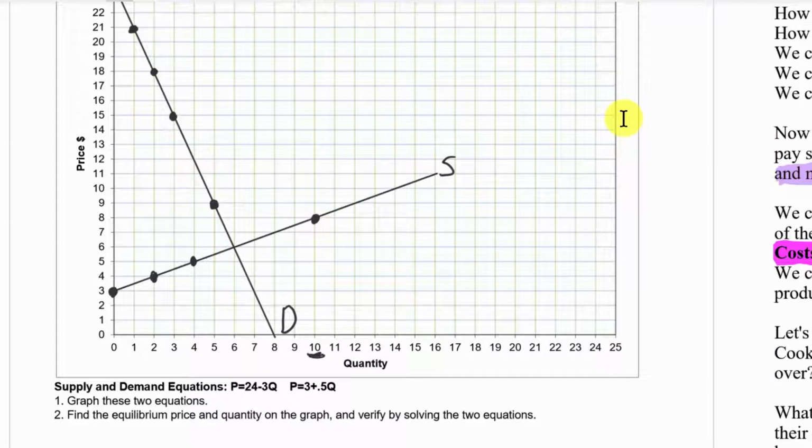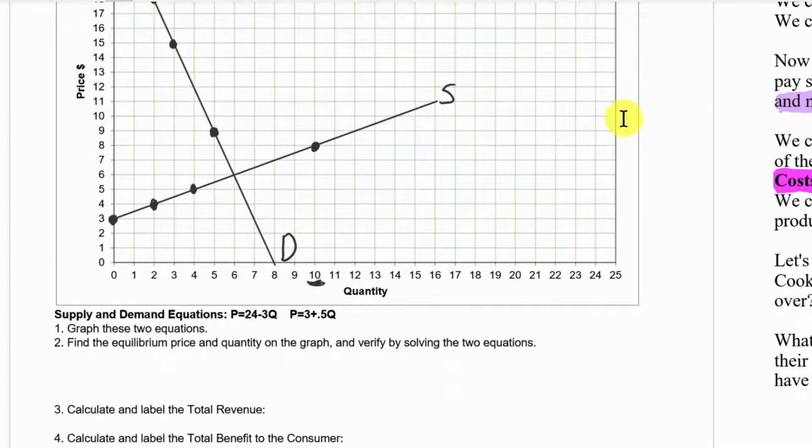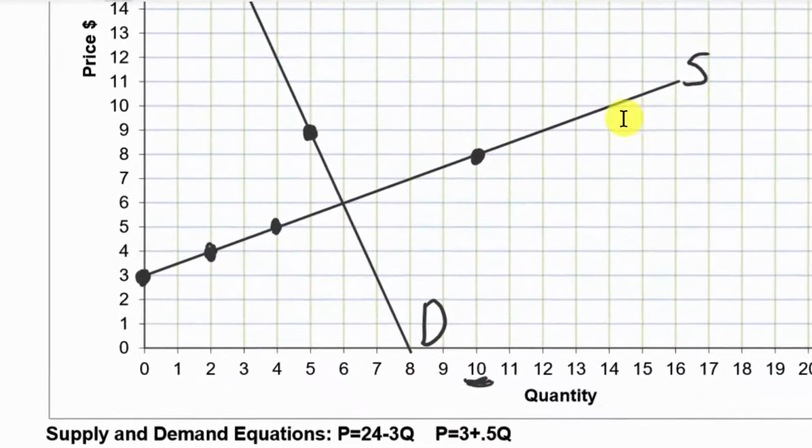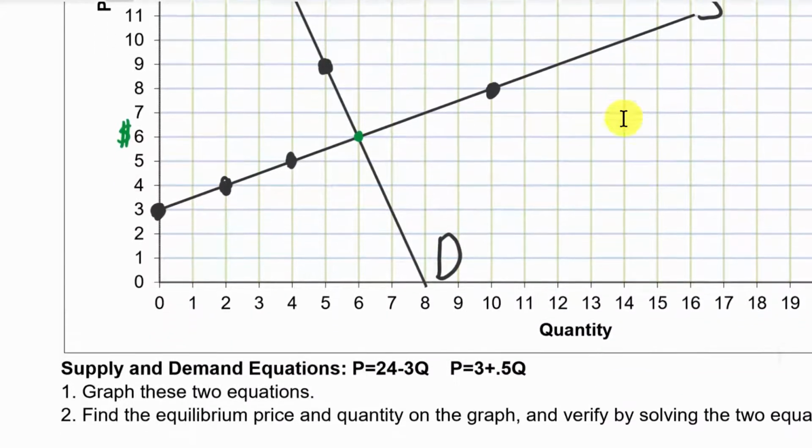Now, the first thing we want to do when we graph demand and supply is find the equilibrium price and the equilibrium quantity. And zooming in here, it looks like the equilibrium price is $6 right here. And the equilibrium quantity is 6 units. So from our story, this is where we were talking about the price of cookies being $6 and the quantity of cookies being 6 units that people are buying.